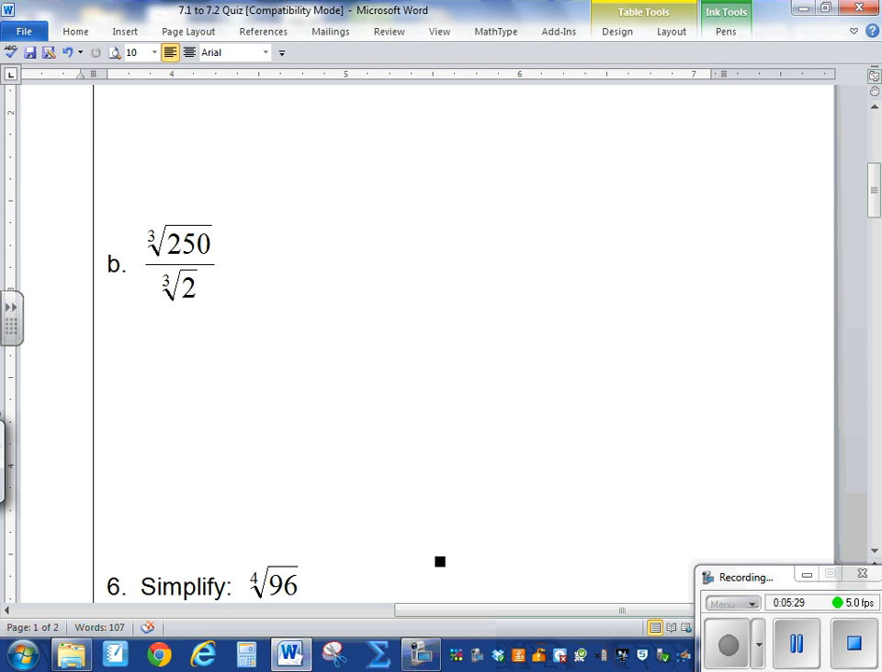All right, so next one, same thing here. You should be on the lookout for same bases. If you have the same bases, you can put them together. That's going to be a third root of 250 divided by 2, which is the third root of 125. Oh, it's not a negative. There you go. Third root of 125, which is a 5.